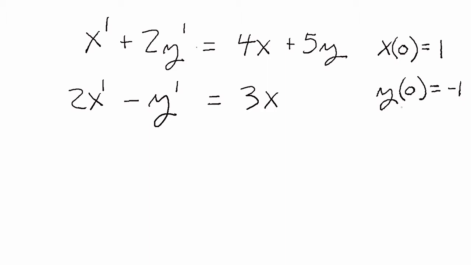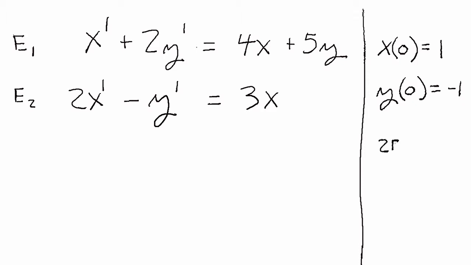What we're going to do is try to eliminate essentially one of these derivatives. Let's call this equation number 1, and this is equation number 2. Draw this line here. If we take 2 times equation 1, and subtract equation 2, let's see what we get.